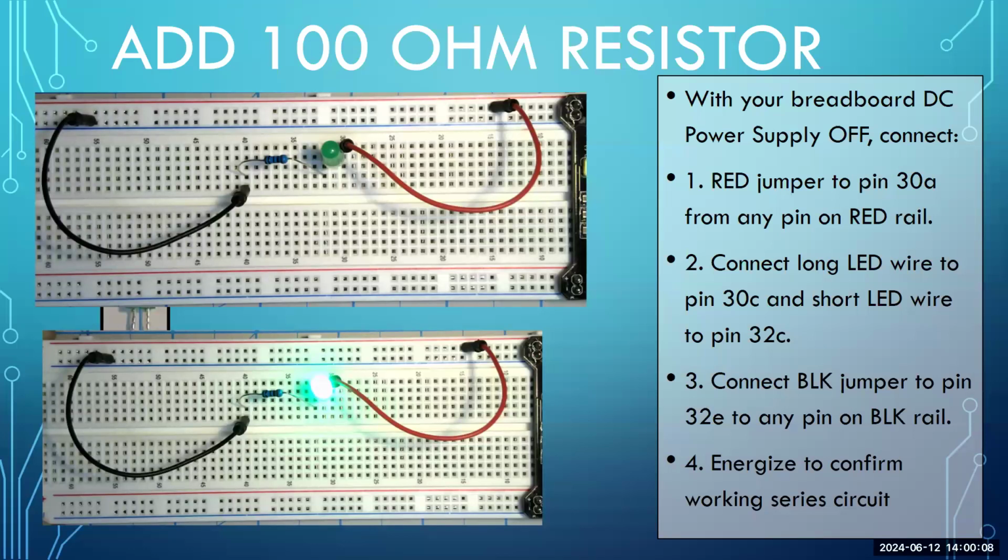You've pulled it out of the masking tape ends, you've cleaned the ends, and now what we're going to do is take one end of that resistor and place it into pin 32. This will be pin 32C, I believe. What do I have here? Red jumper into pin 30A, the other end to the red rail. Connect long wire LED to 30C, the other end to 32C.